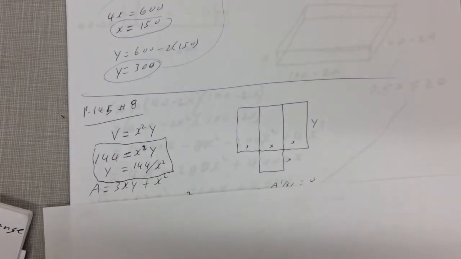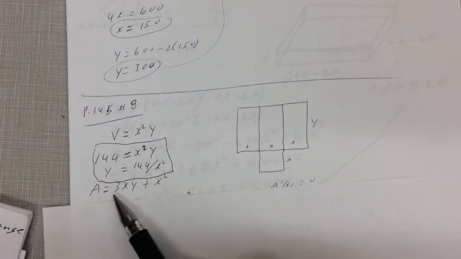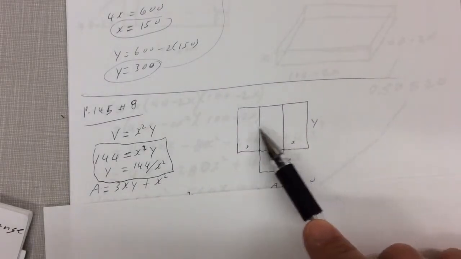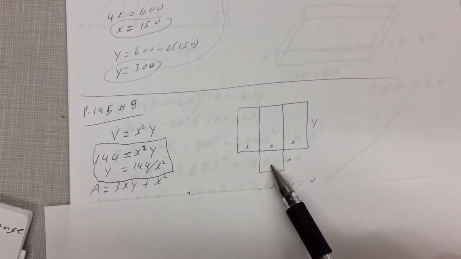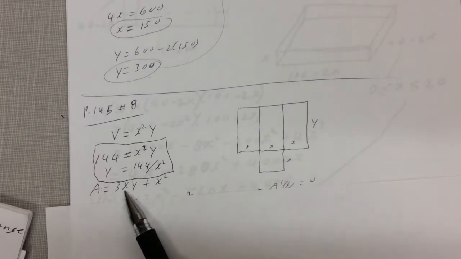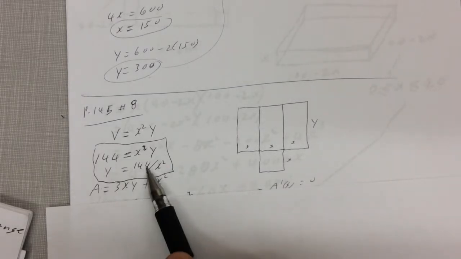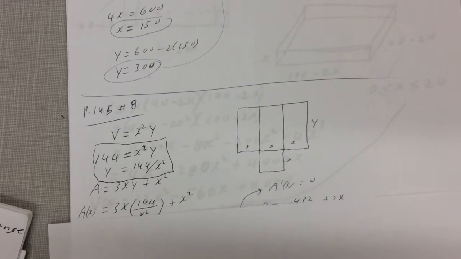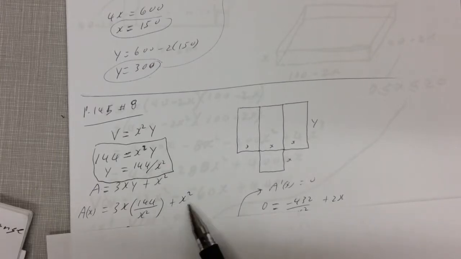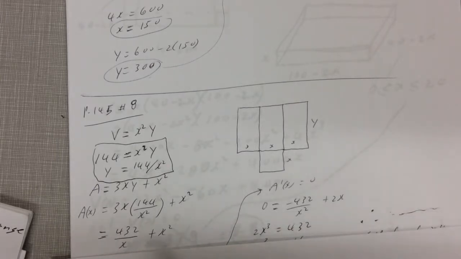Whatever is most convenient. Okay, so the surface area that we're looking at is going to be 3xy, so 3 of these, plus x times x, which is x squared. So that's the thing we want to minimize, but we then need to sub in this expression for y, so we're down to one variable. Okay, so now we have A of x is 3x times 144 over x squared plus x squared, which is 432 over x, because that reduces, plus x squared.